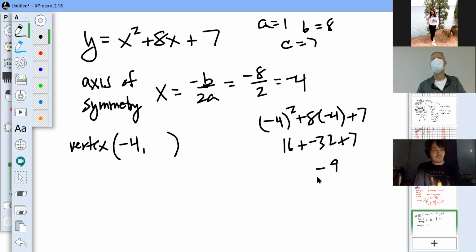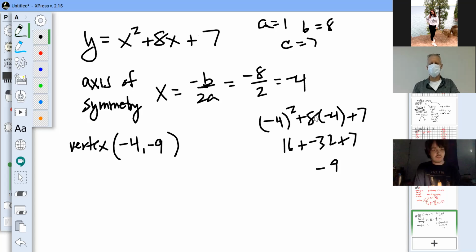Yes, I'm finding the y value. What I did is I took the -4 and plugged it back into the equation. So I'm finding the y value. So it should be (-4, -9).